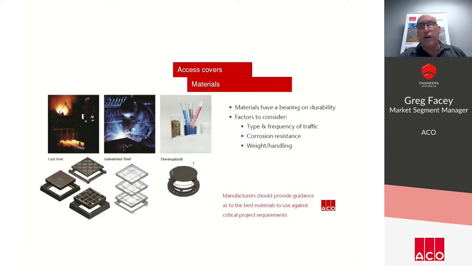So we consider access cover materials, and they do have a bearing on the durability. Some of those factors include the type and the frequency of traffic, the corrosion resistance, and also the weight and handling. But manufacturers should be able to provide guidance on the best materials to use against critical project requirements. So look for iron products that are manufactured from a ductile iron material. And there is a difference, because unlike typical grey iron, ductile iron has a magnesium content which allows more flex if it's overloaded, where a traditional grey iron material, if overloaded, can fail in a catastrophic manner. So there certainly is a material advantage by looking for a true ductile iron material.